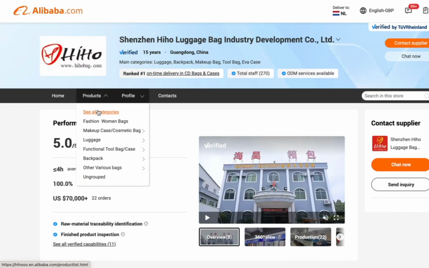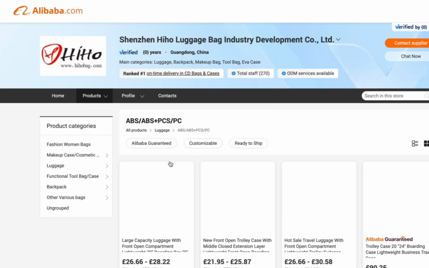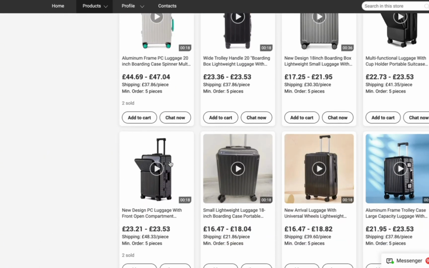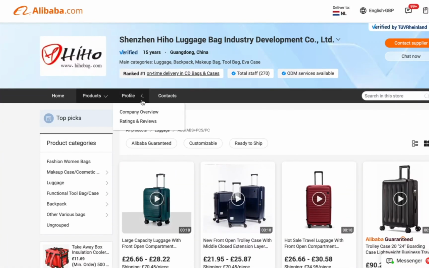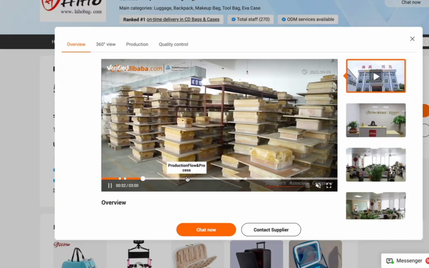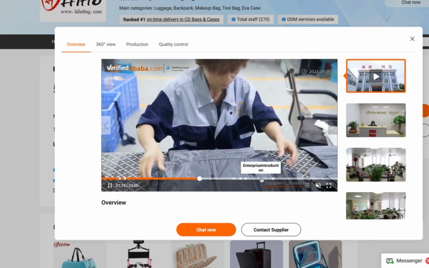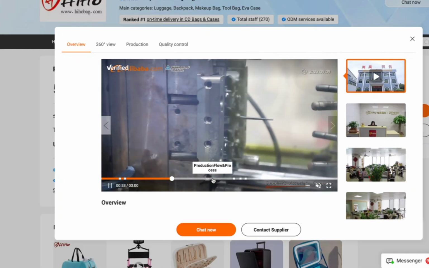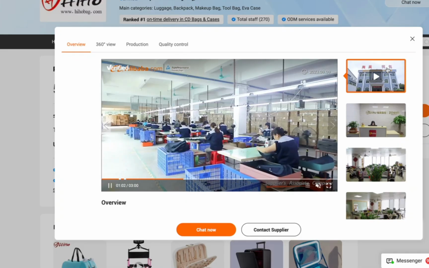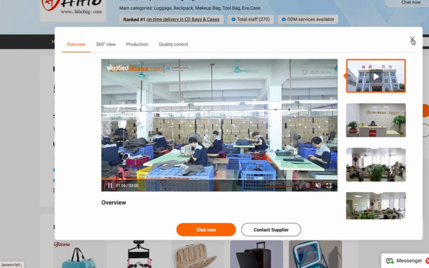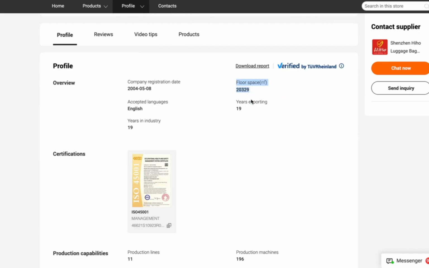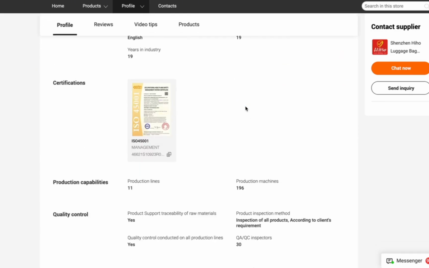Judging by the name structure, the company specializes in suitcase manufacturing. Let's immediately check their catalog. I see very good models. Next, let's check out their company profile, photos and videos of their facilities. I noticed in the video that they have their own production line for processing aluminum suitcase frames. This is impressive. They have over 20,000 square meters of registered space, 19 years in business, and they also hold an ISO certificate.